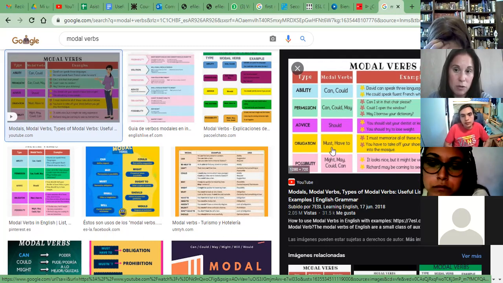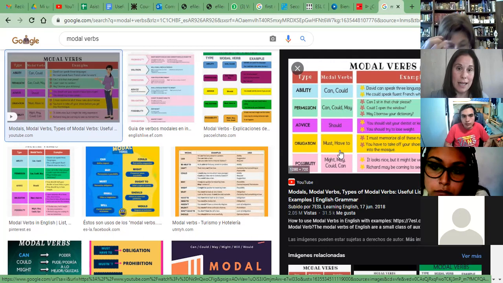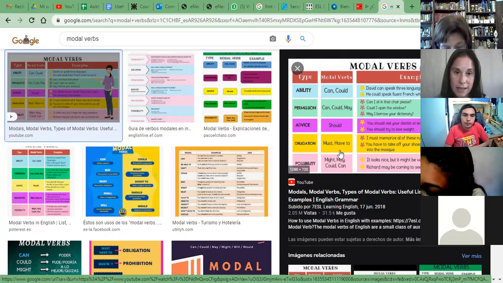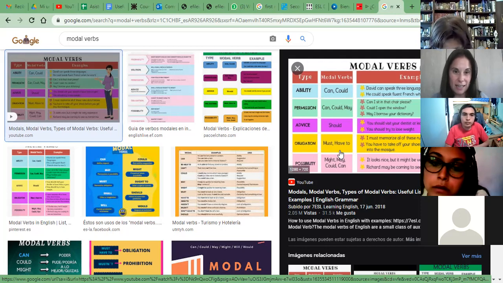Obligation, tenemos must o have to, que son distintos tipos de obligaciones, después lo vamos a ver. Una es obligación interna y otra es obligación externa. Externa es que el colegio te prohíbe fumar en el colegio, y otra cosa es que tengas cáncer y te estás muriendo, entonces la obligación es interna, no podés fumar. ¿Sí? Las obligaciones tienen que ver con eso, en los verbos modales.